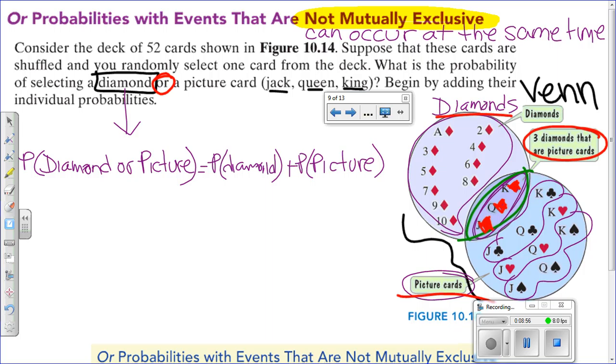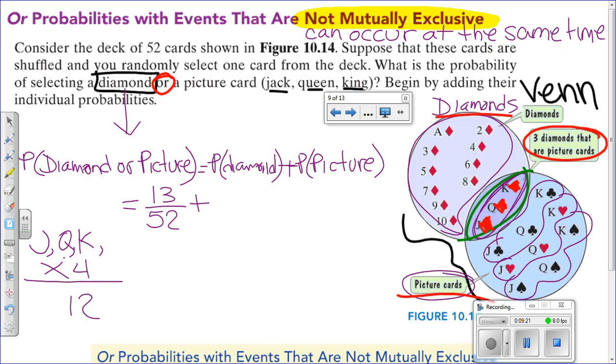If we calculate those, we know how many diamonds are in a deck of cards, and so there are 13 out of 52. How many picture cards are in a deck of cards? That will be 4 for each suit, the jack, the queen, and the king. I'm sorry, 3, jack, king, and queen, times 4, because we have 4 different suits, so 3 times 4 will be 12. And so we have 12 picture cards in a 52 card deck.